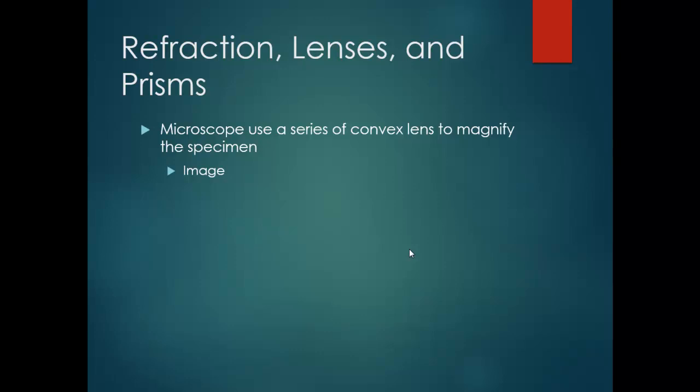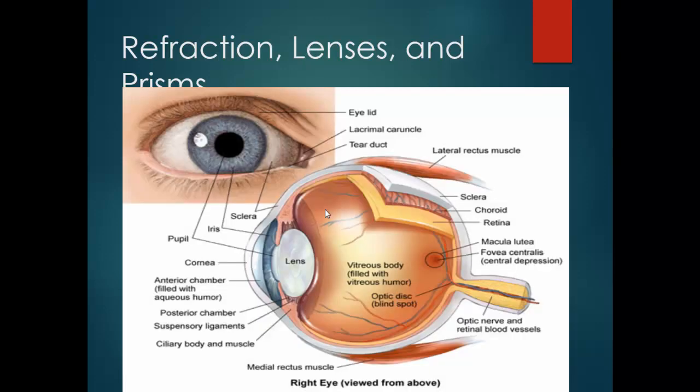A microscope uses a series of convex lenses to magnify the specimen. The human eye also depends on refraction and lenses. It is the shape of the human eye that lets it work like a curved lens.